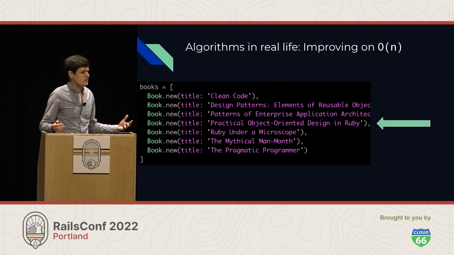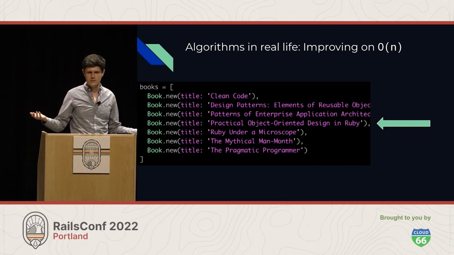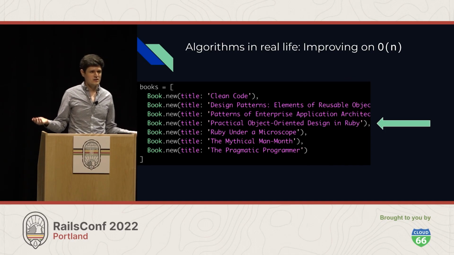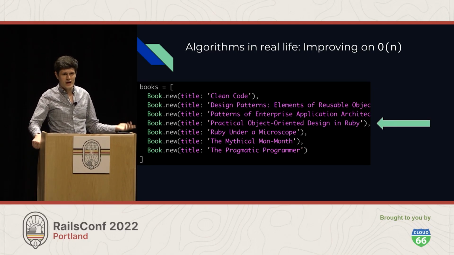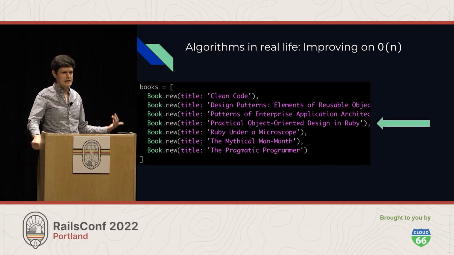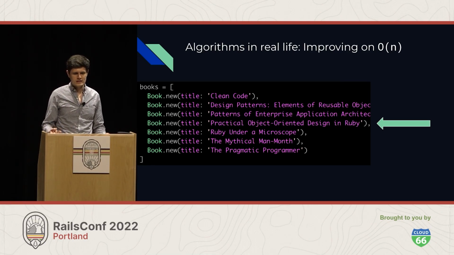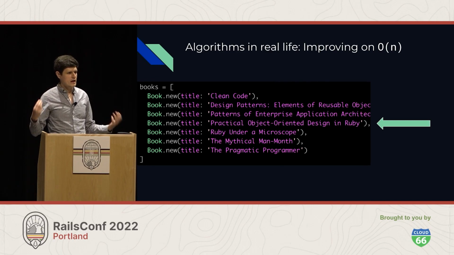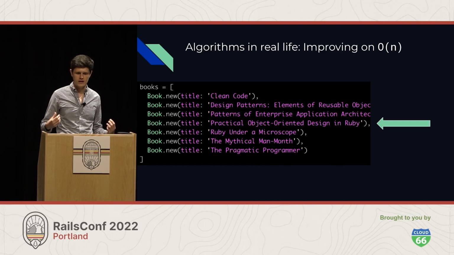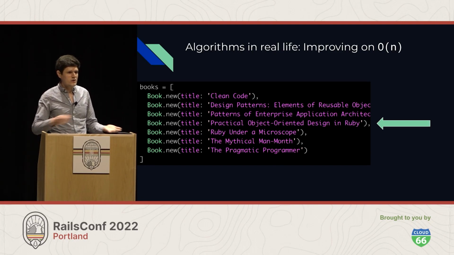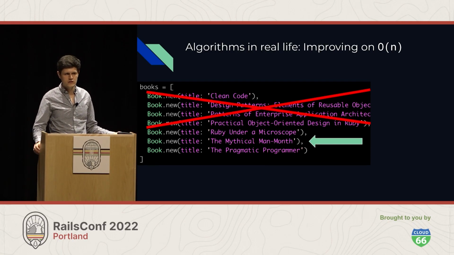So if instead of starting right at the beginning and looking at Clean Code, we hop in the middle and look at Practical Object-Oriented Design in Ruby, and compare that to the book that we're looking for, The Pragmatic Programmer, we know the P in Practical comes before the T in The. And so since everything is sorted alphabetically, since the P comes before T in the alphabet, that tells us that the book that we're looking for has to be later in our array. And because of that, we don't even have to look at the first half of our array. We know that's not the book that we're looking for.